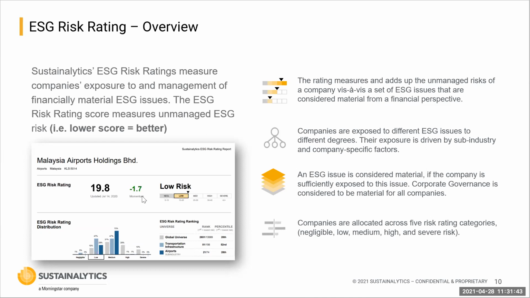And importantly, you see a momentum score of -1.7. And you see it in green because we're talking about measures and metrics of risk, right? So a reduction of 1.7 is a reduction of unmanaged risk. So it's a positive change. So this momentum score is used by our clients to track direction of travel for companies.